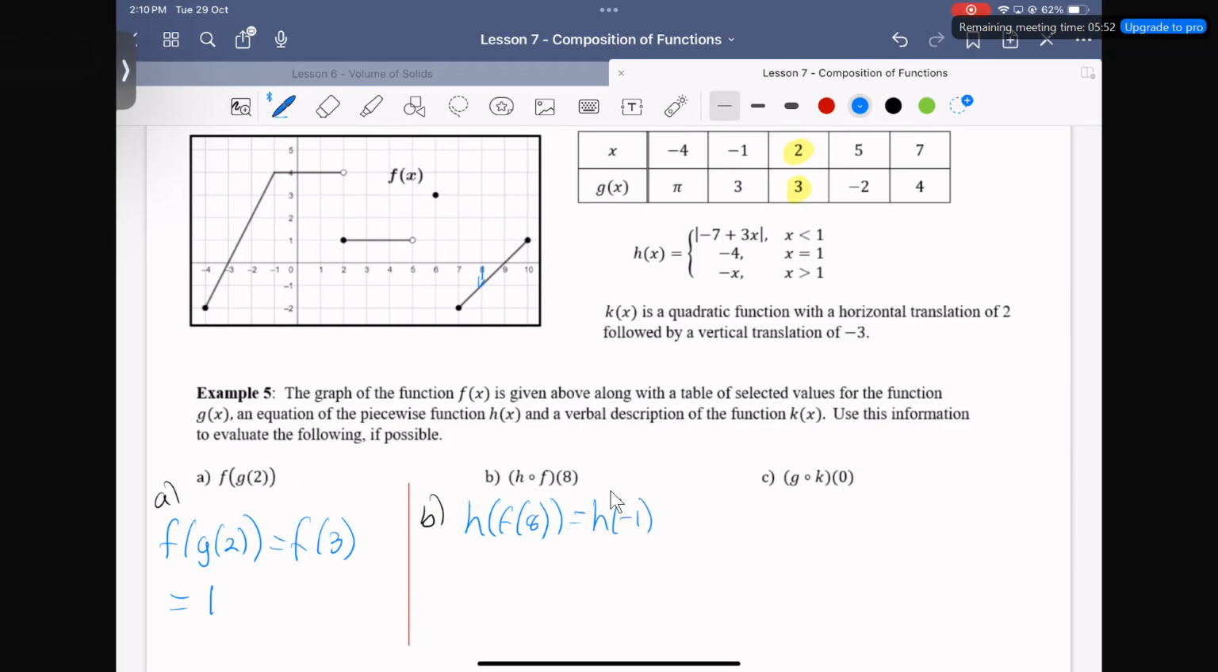So -1 is going to be given in this piecewise function by this first expression here, isn't it? If we look at the domain there, this is for any x input that is less than 1. So -1 is less than 1, so we're putting -1 in here. That's going to give us the absolute value of -7 plus 3 bracket -1 is going in there, close bracket. This gives us -7 minus 3, which is the absolute value of -10, which is 10.